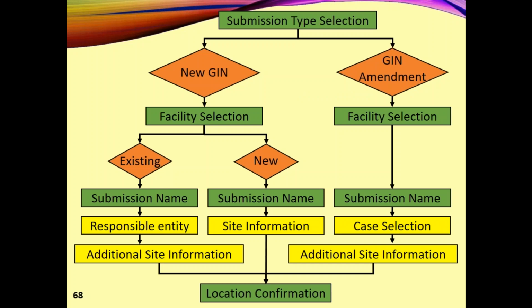So similar to CDN, there's multiple paths through this, 3 paths like CDN. On the right-hand side, we have a facility. We're doing a GIN amendment. You're just going through and picking information for the most part. Going down the left-hand side, we have new GIN existing facility, and then we have a brand new facility that doesn't exist where you have to fill in all the facility information. Go ahead.